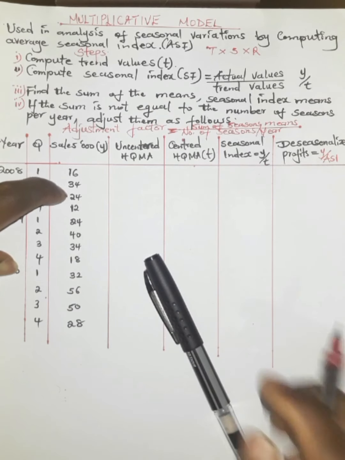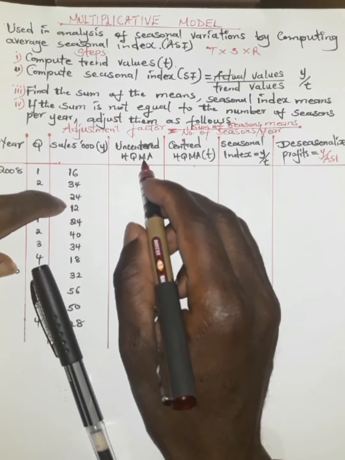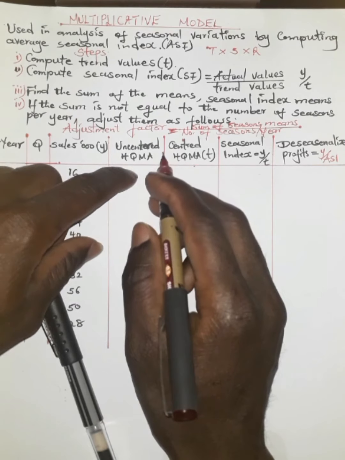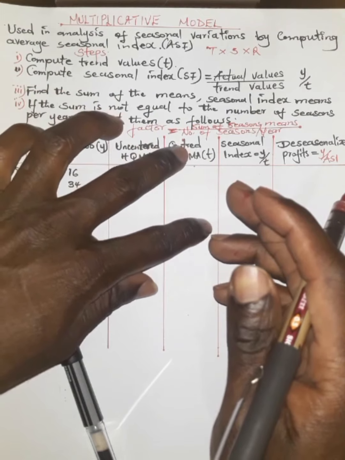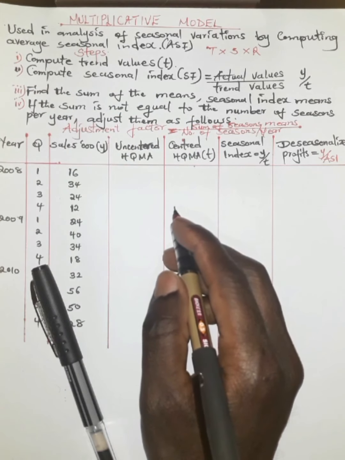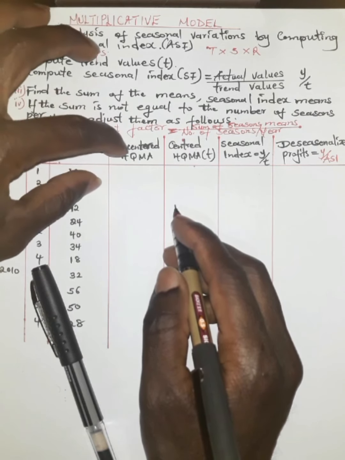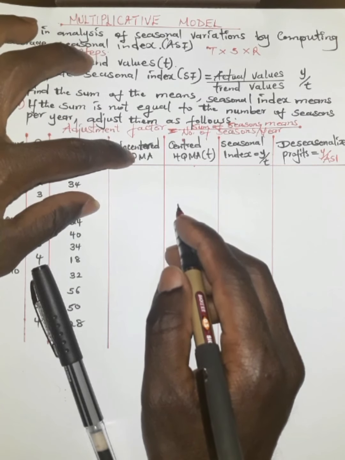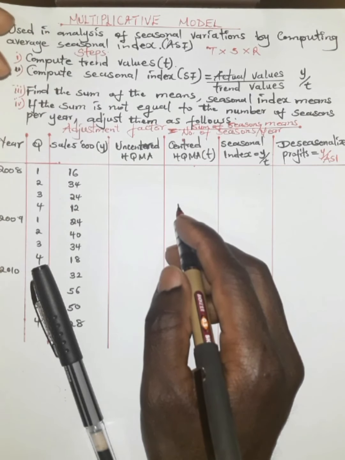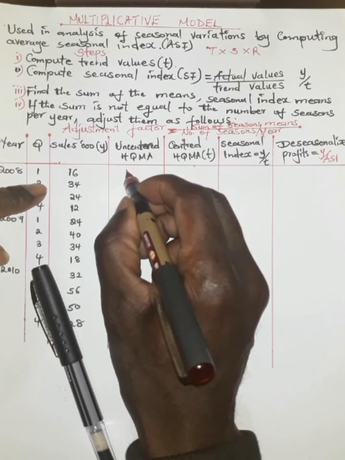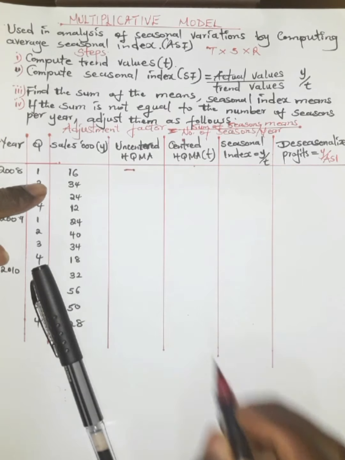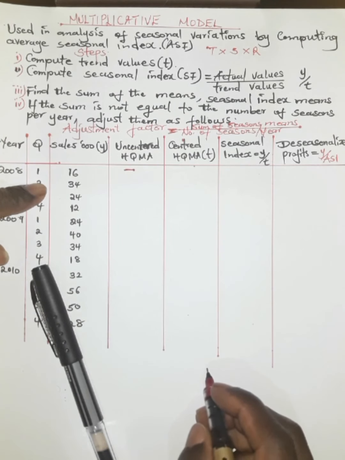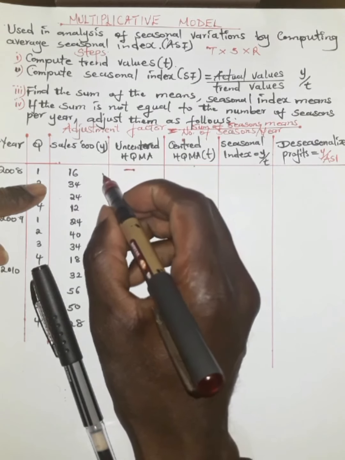Now, how do we get the uncentered quarter moving average? Remember, a 4-quarter centered moving average is normally a step of 2. We talk about the uncentered and the centered one. When you are talking about the 4-quarter moving average, we are normally focusing on the next quarter. In other words, the first quarter will normally not be focused in any given seasonal variation model.